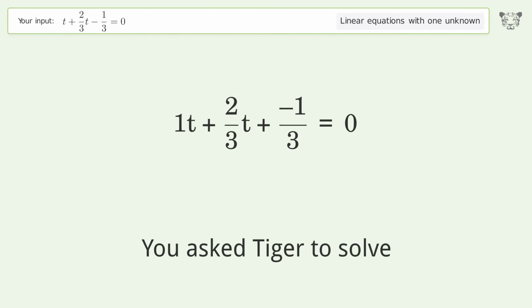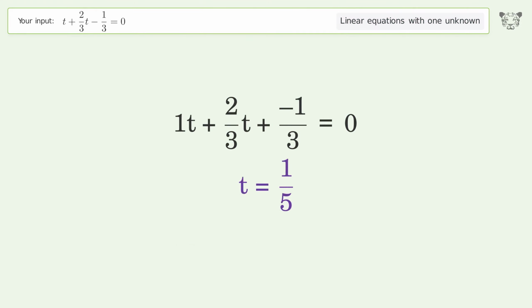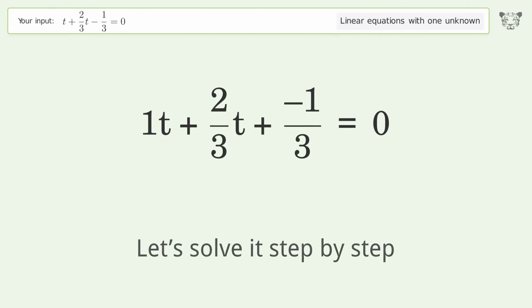You ask Tiger to solve. This deals with linear equations with one unknown. The final result is t equals 1 over 5. Let's solve it step by step.